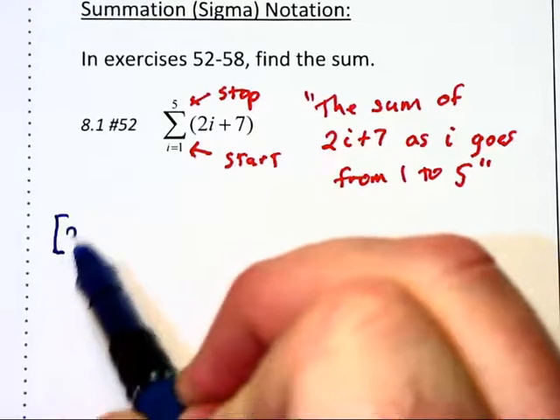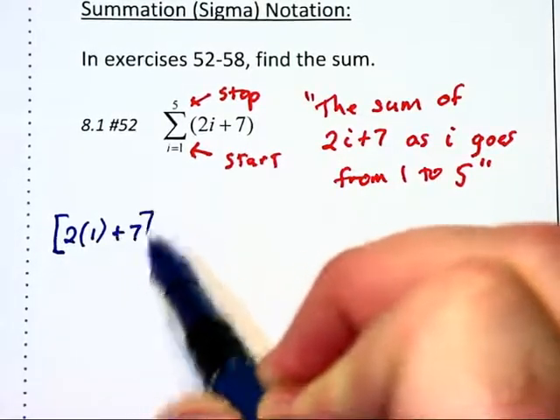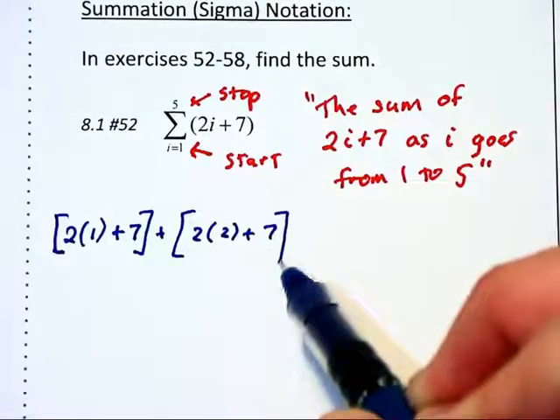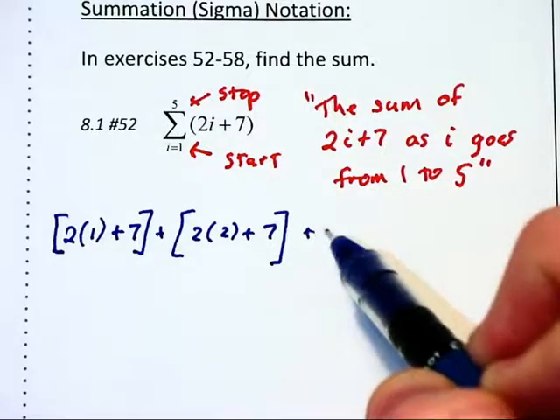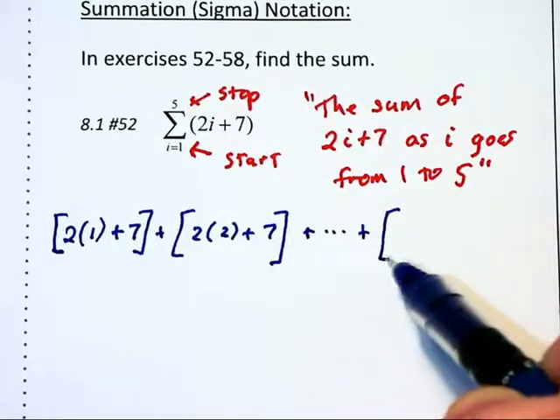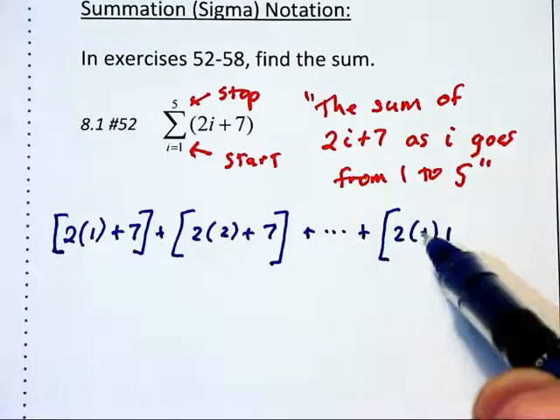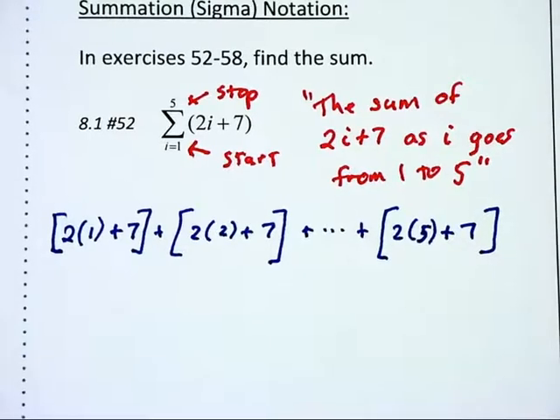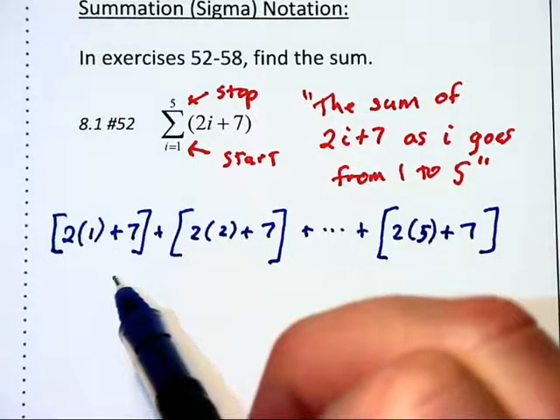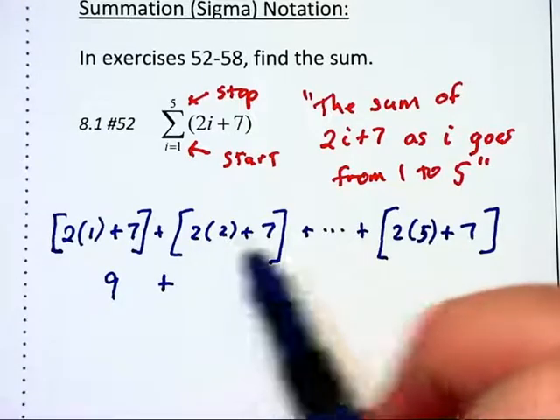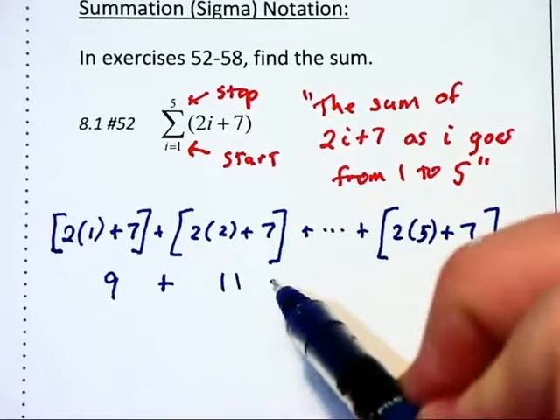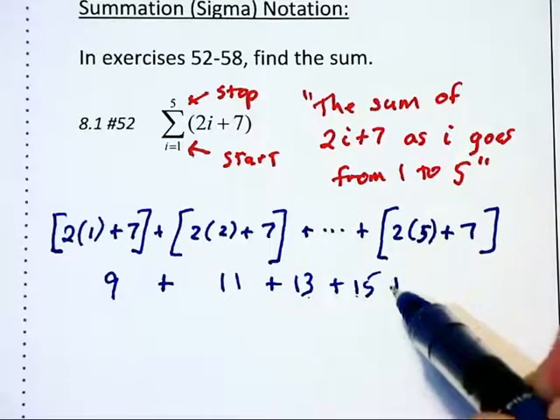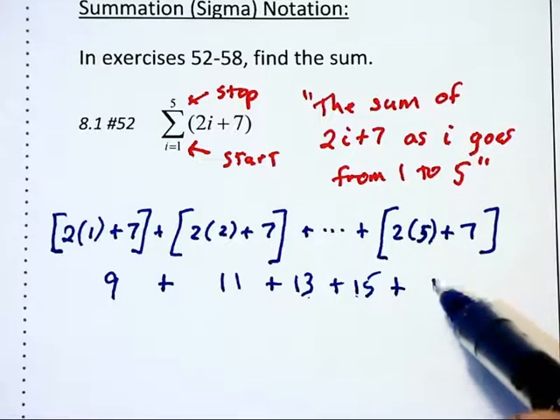So we will have 2 times 1 plus 7 as the first term, and then 2 times 2 plus 7 as the second term, etc., until we get to the fifth term, 2 times 5 plus 7. The first term is 2 plus 7, that's 9. The term after that will be 4 plus 7, which is 11. We will then have 13 and 15 when 3 and 4 are substituted in, and then finally 17 for that fifth term.